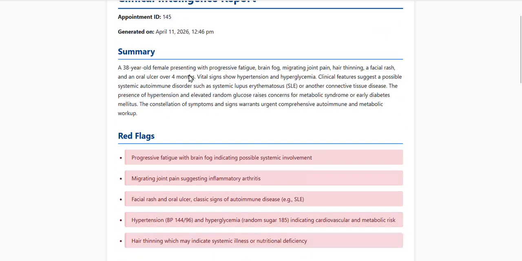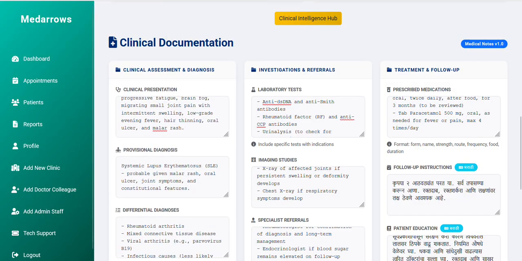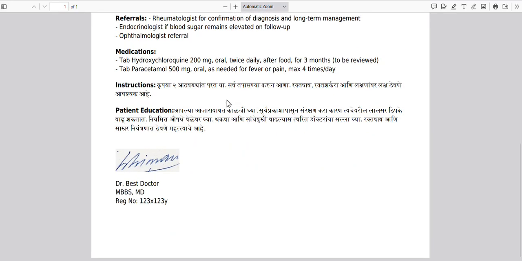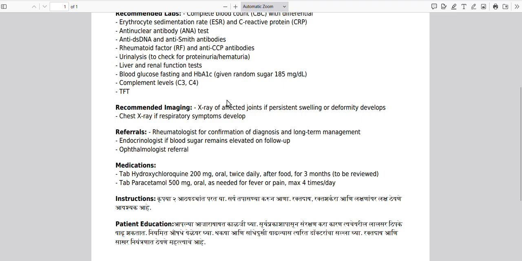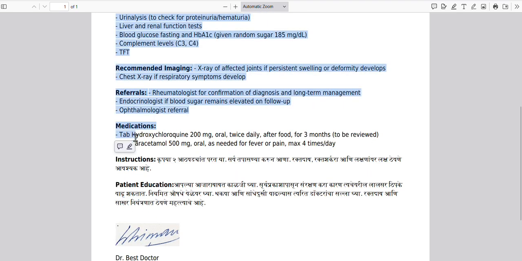So this is clinical decision support, and this is the generated prescription in 2 minutes, for a complex patient with the full prescription, everything with few clicks.